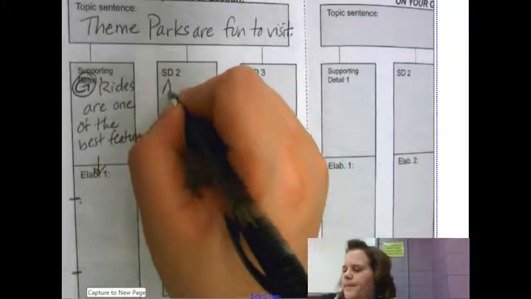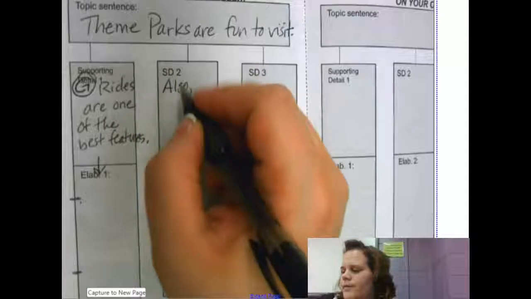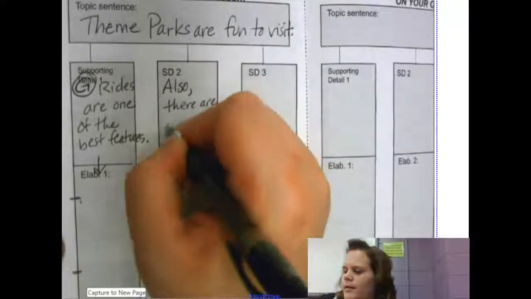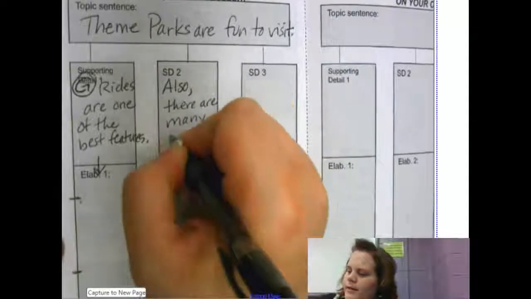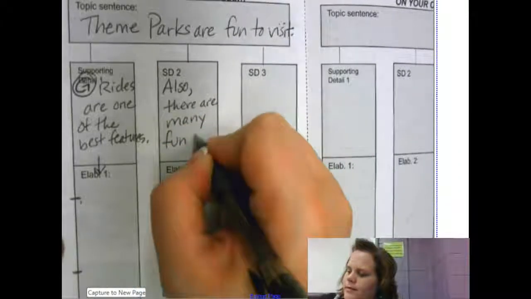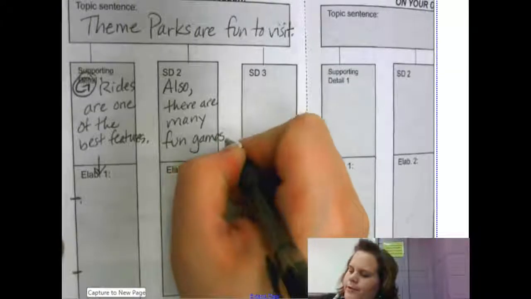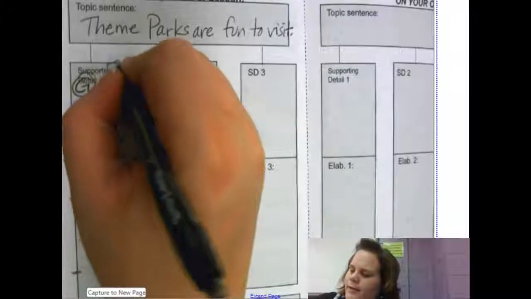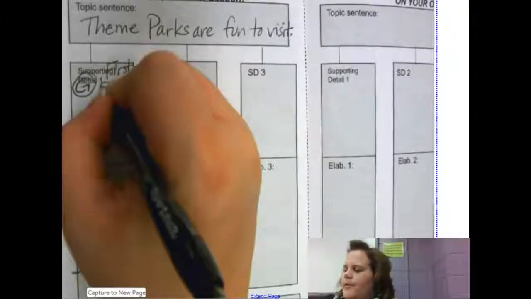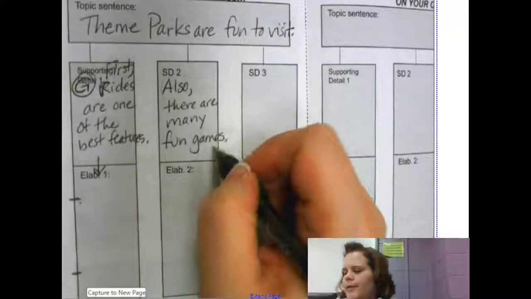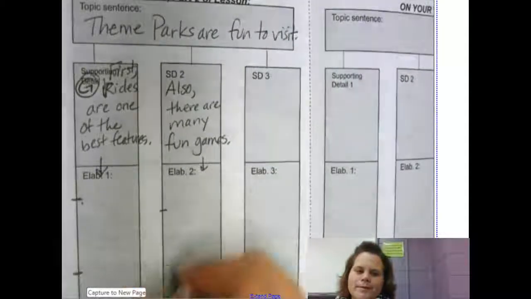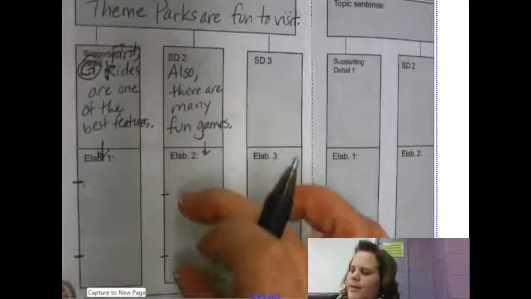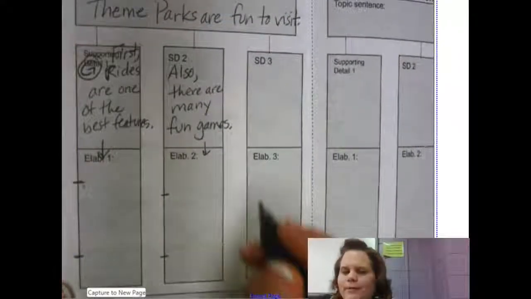So we could also say, also, there are many fun games. We have our transition word. Let's put one here. So first, comma. Also, there are many fun games, and your job is to elaborate this. Pick one or two types. You don't need to clarify the word fun. Talk about experiences, maybe an anecdote.